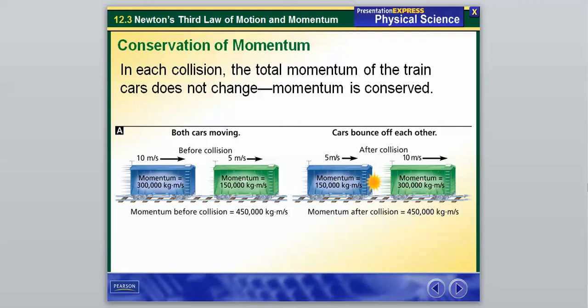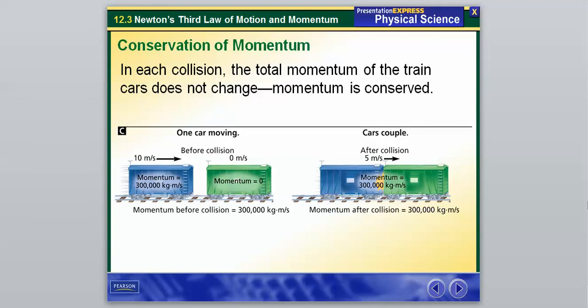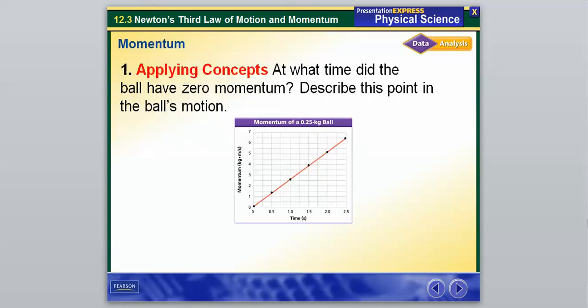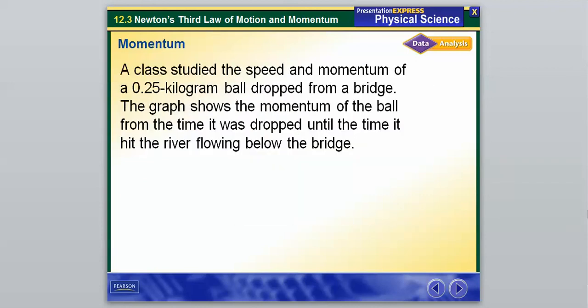And so to wrap up this section, we're going to take a look at some graphing of momentum, because graphs are pretty important to know how to understand and make some inferences from, because you guys are going to be tested on that quite a bit. So the example we have here says a class studied the speed and momentum of a 0.25 kilogram ball dropped from a bridge, and the graph shows the momentum of the ball from the time it was dropped until the time it hit the river flowing below the bridge.